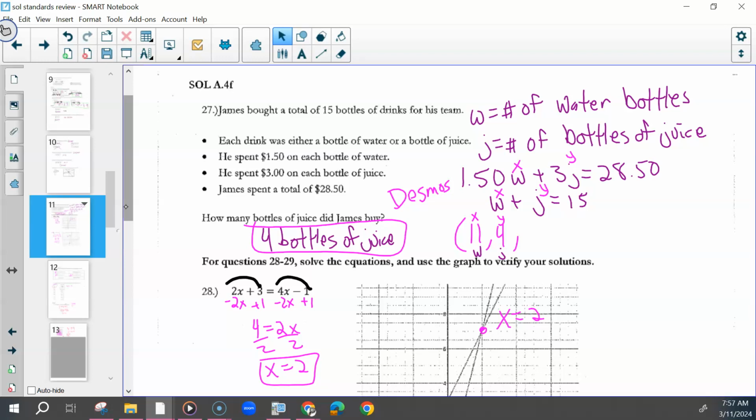27, you really just need these two equations and this ordered pair and this answer. The rest you can write if you want. But you had to set up your two equations first, which if you use Desmos, you have to use x and y. So 1.5x plus 3y equals 28.5, and then x plus y equals 15. If you put those in, they cross at 11.4. And we're looking for bottles of juice, which was our y value.